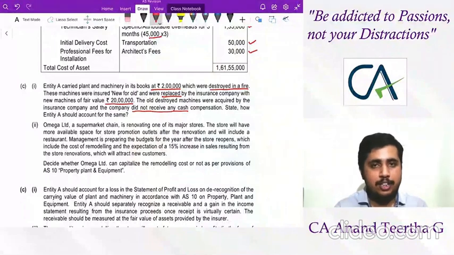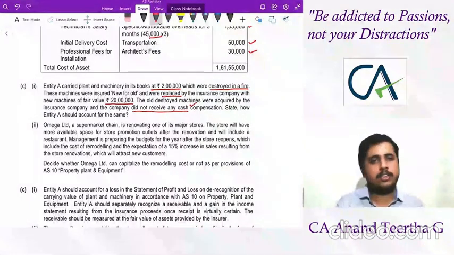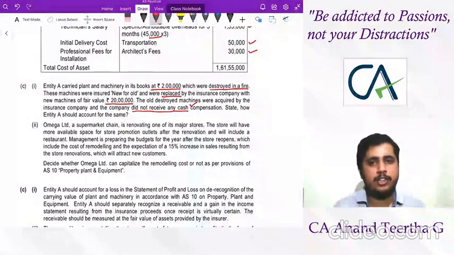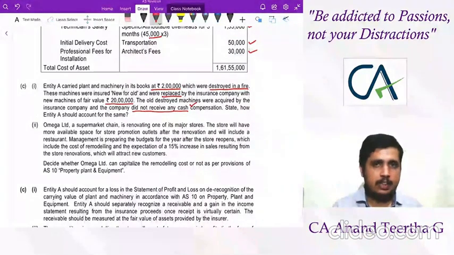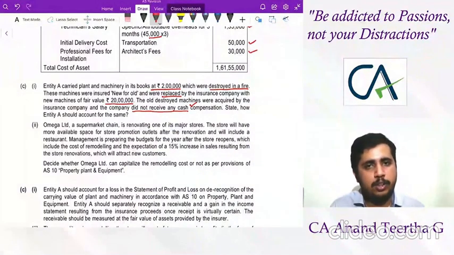Therefore, for this insurance, there is no cash flow. There is no compensation paid. That is what is mentioned over here. They did not receive any cash compensation because the insurance itself is new for old insurance. So they took up that destroyed asset and they gave an asset to the company worth 20 lakh rupees. How are you supposed to recognize this is what they have asked.